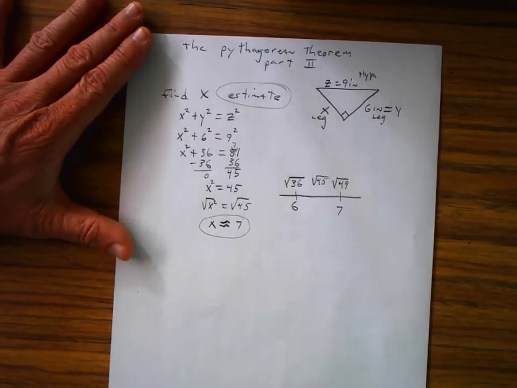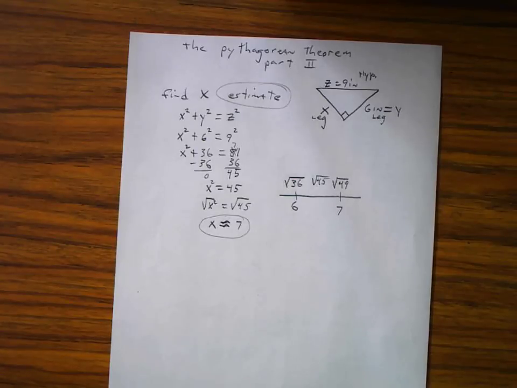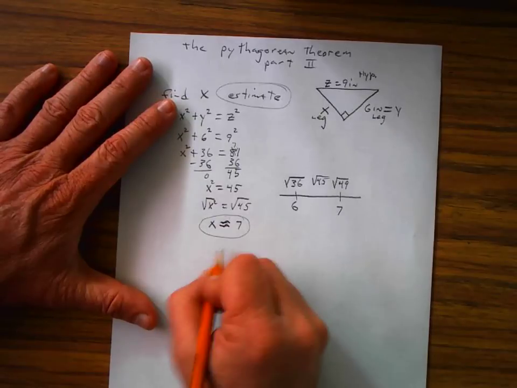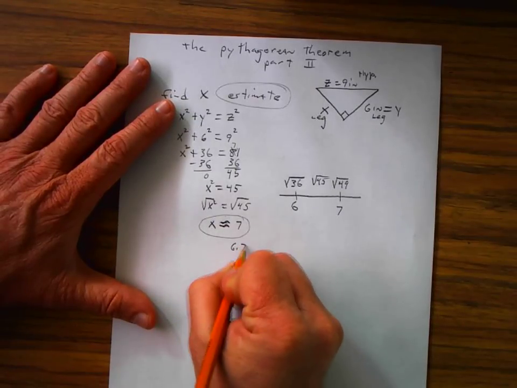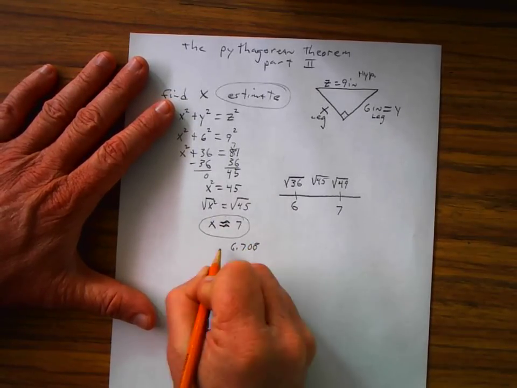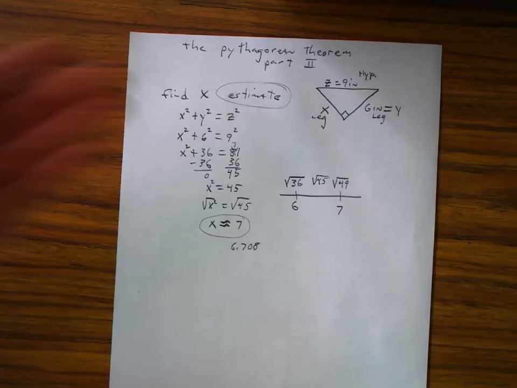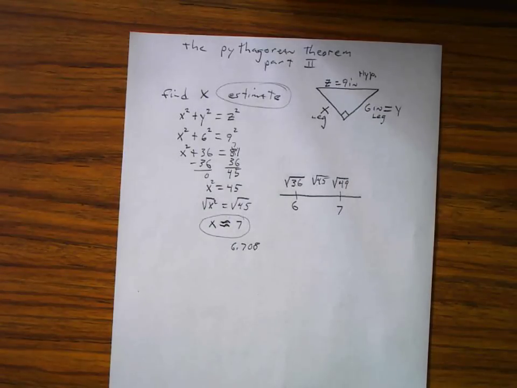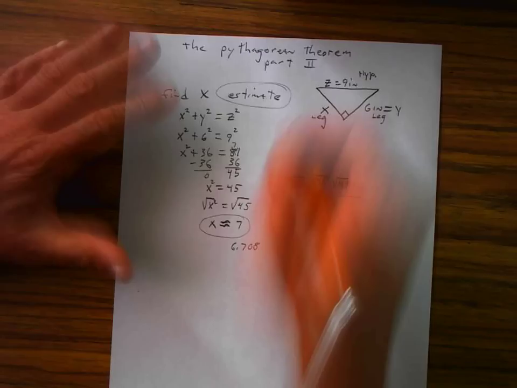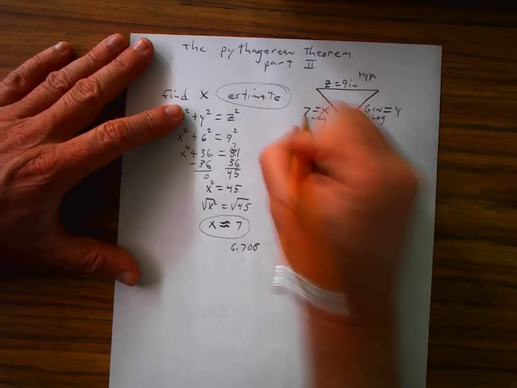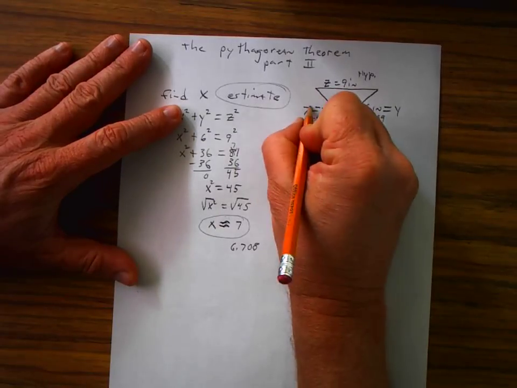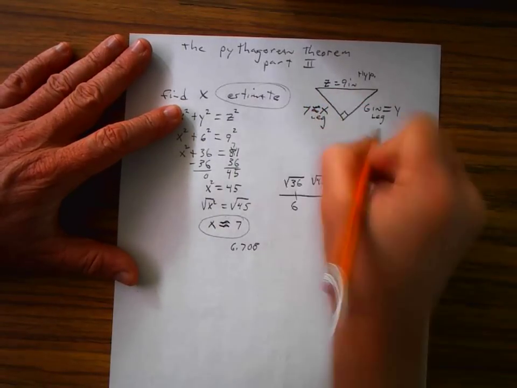We could look it up on the tables, or we could use a calculator to calculate the exact value of the square root of 45, which I think is about 6.708, something like that. At any rate, x is approximately equal to 7. So we can write x is equal to 7, approximately. All right, and that's it.